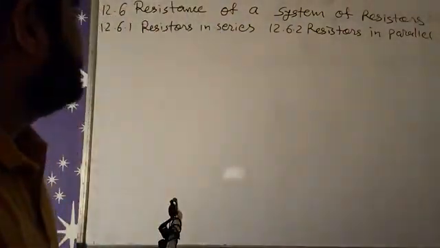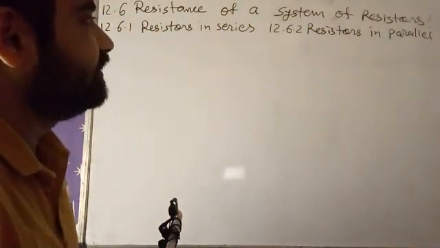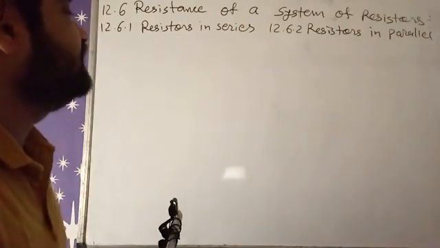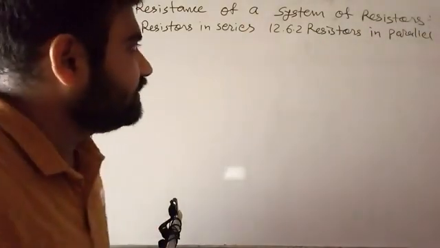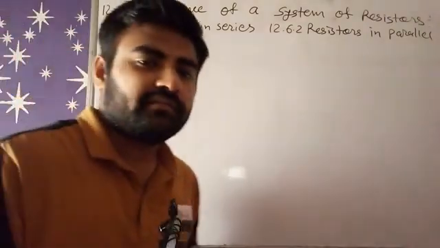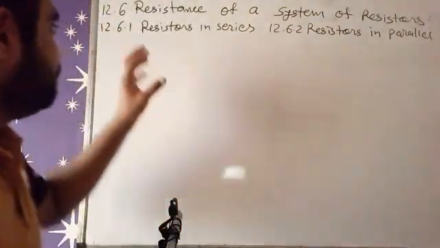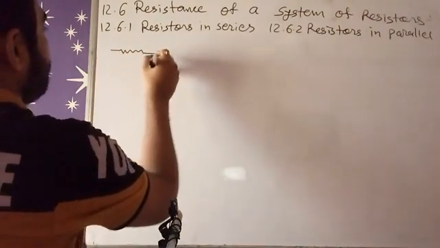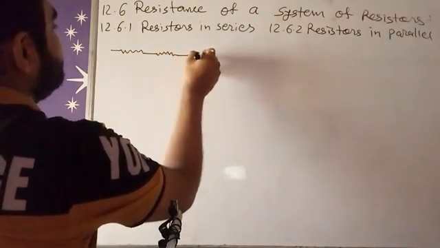Now our topic is resistance of a system of resistors. So basically we have two types of resistance combinations: resistors in series and resistors in parallel. So first, resistors in series. I am drawing the combination of resistance in series.